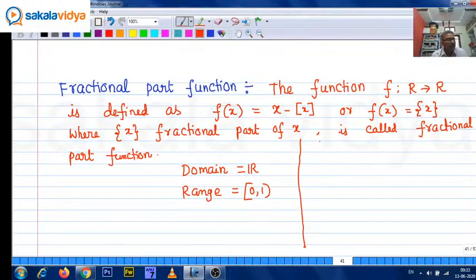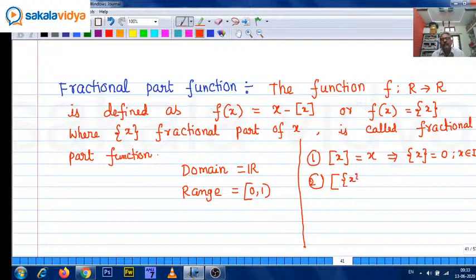First property, integral part of x equal to x implies fractional part of x equals 0, where x belongs to integers. Second one, integral part of fractional part of x, obviously 0. Next, 0 less than or equal to fractional part of x less than 1. See, range is 0 comma 1.